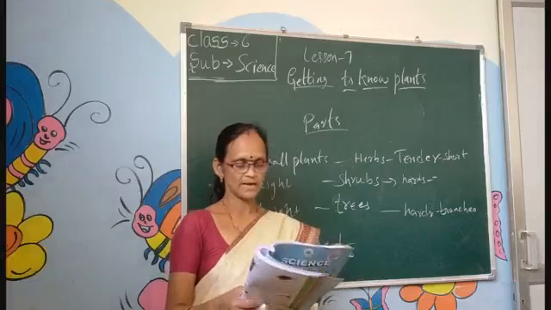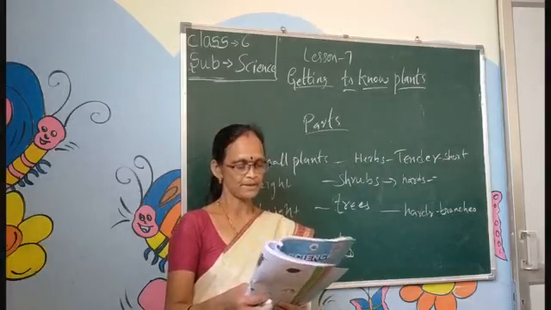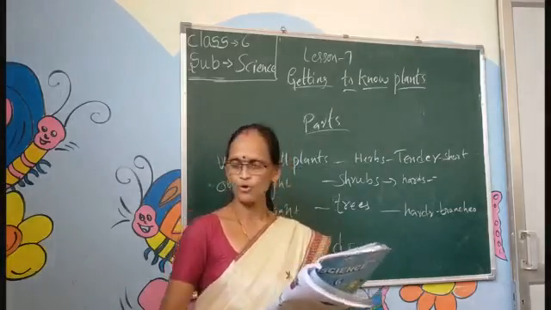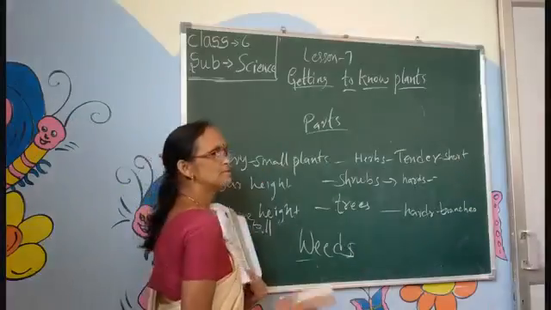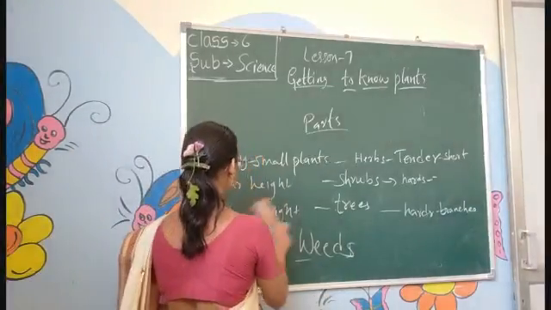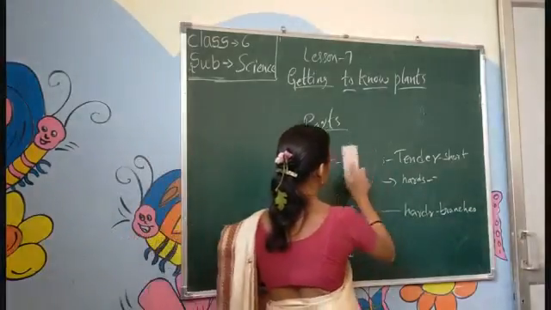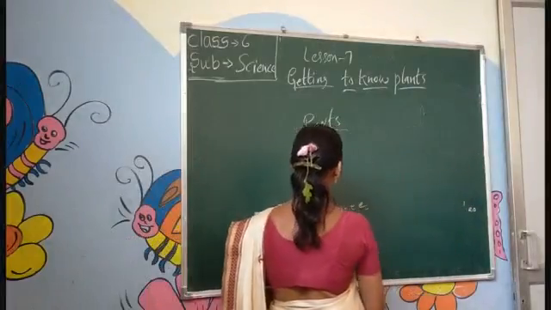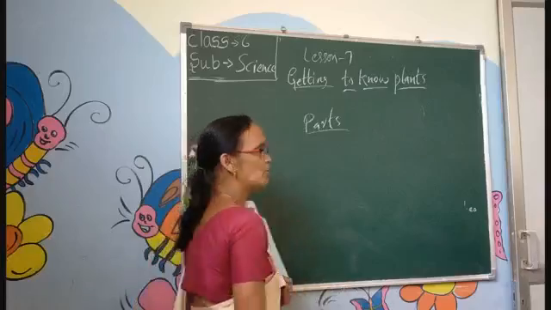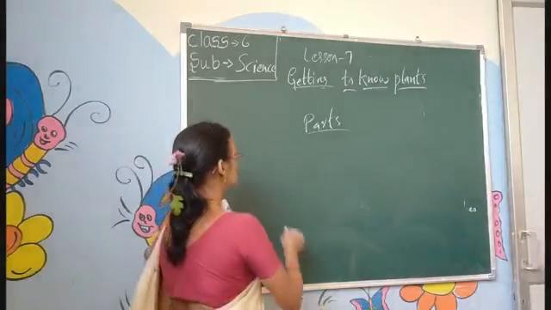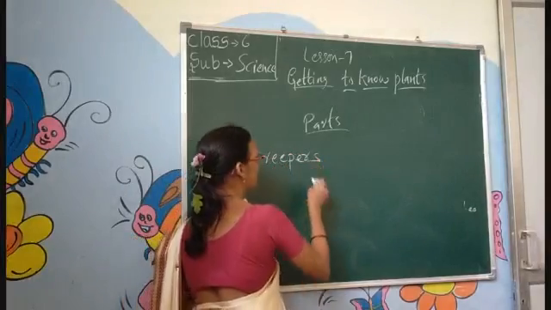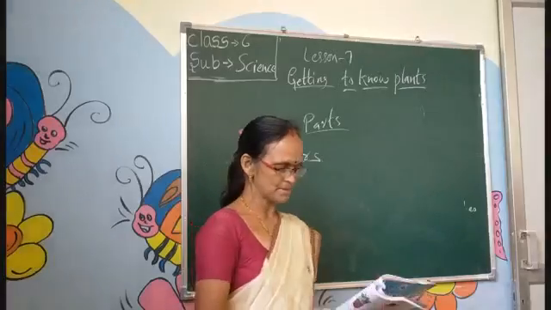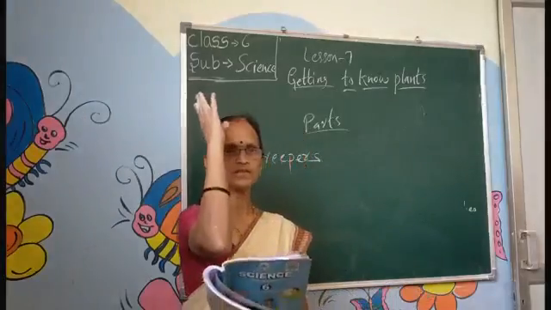Plants that are very weak, with weak stems that cannot stand upright but spread on the ground, are called creepers. Yes, another type. Other than these herbs, shrubs and trees, there are also other types of plants which are very weak and can't stand on their own. That type of plants are called creepers. Yes, they are not able to stand straight.